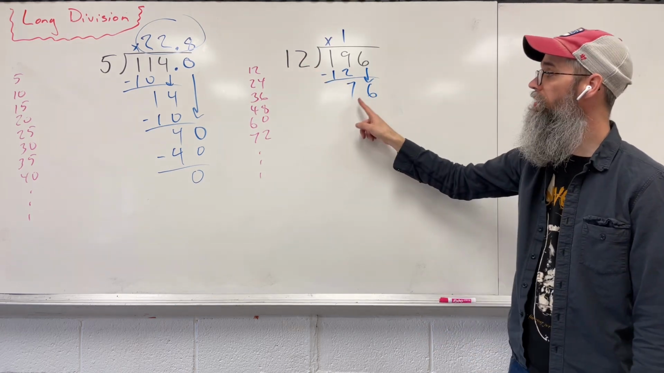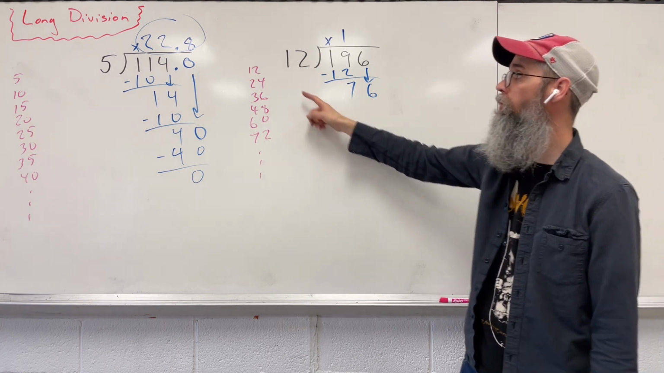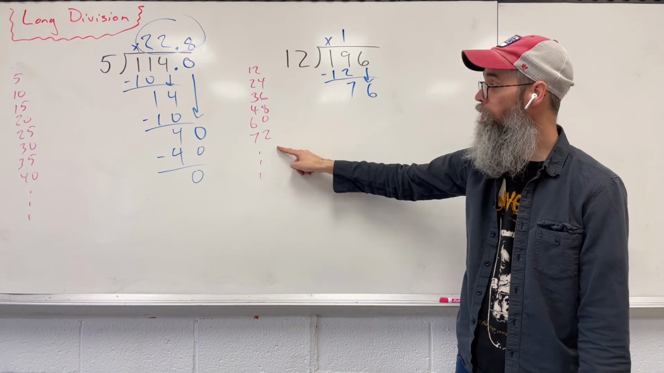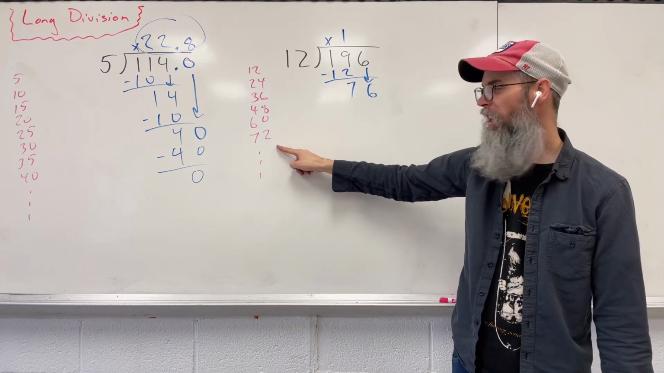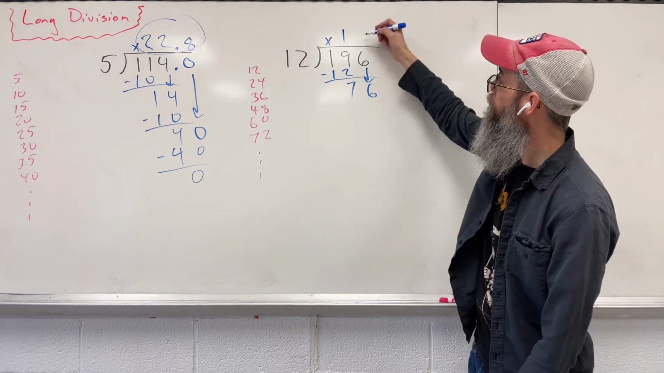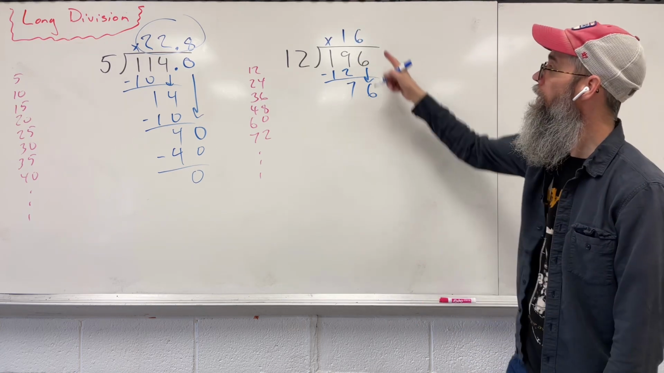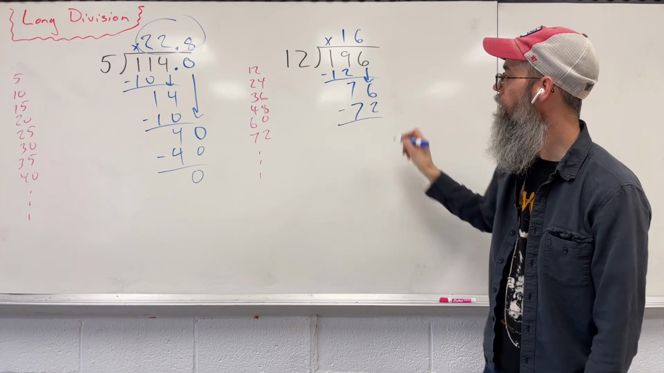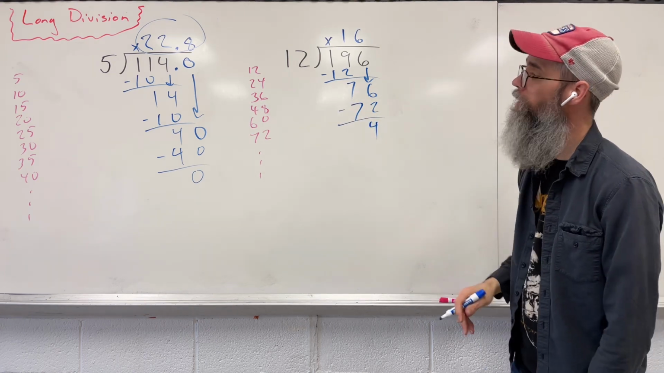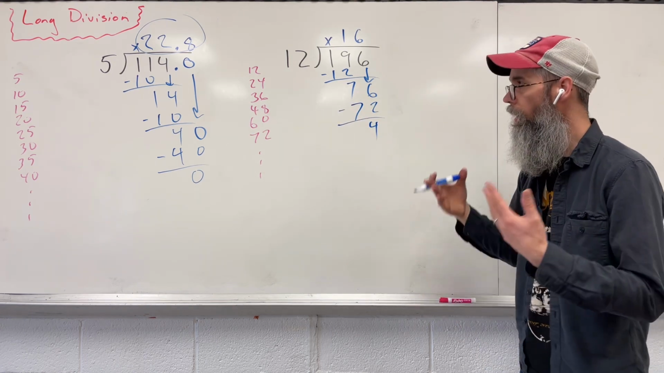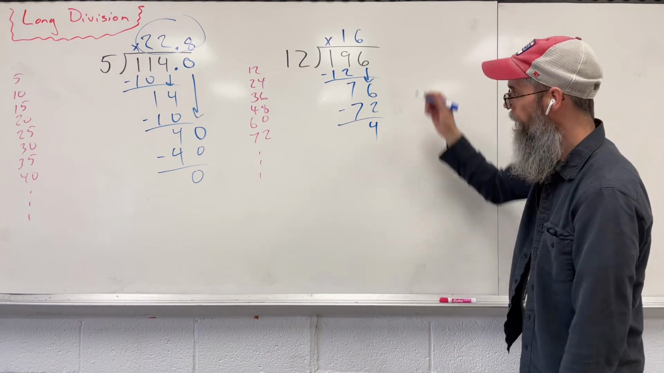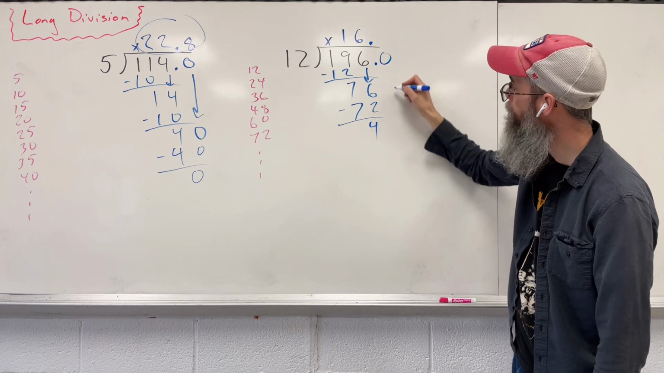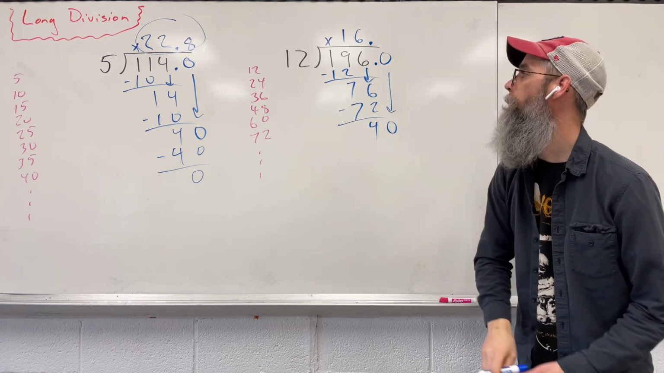12 goes into 76 how many times? 1, 2, 3, 4, 5, 6. One more time would be 84. That's too much. So 6 is our magic number. 6 times 12, 72. Subtract, leaving us with a 4. We're stuck. But decimal, add a 0. Decimal up top, bring the 0 down.